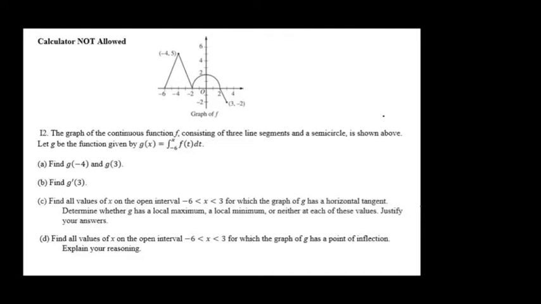FRQ number 12. The graph of the continuous function f, consisting of 3 line segments and a semicircle, is shown above. Let g be the function given by g of x equals the integral from -6 to x of f of t dt. So part A asks: find g of -4 and g of 3. So we're just going to plug those numbers right into there.